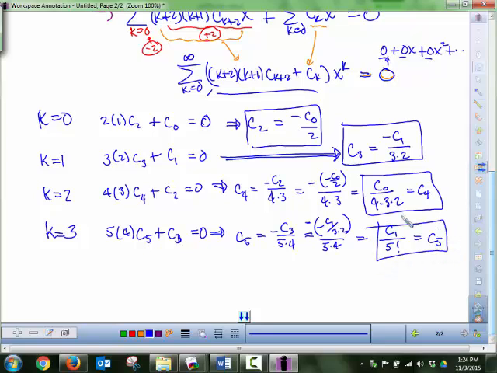So we kind of see a relationship between the odd indices and the even indices. And then we see that this is alternating. So let's see if we can start putting this together. Your solution is supposed to be y is equal to the sum of k goes from 0 to infinity of c sub k x to the k.